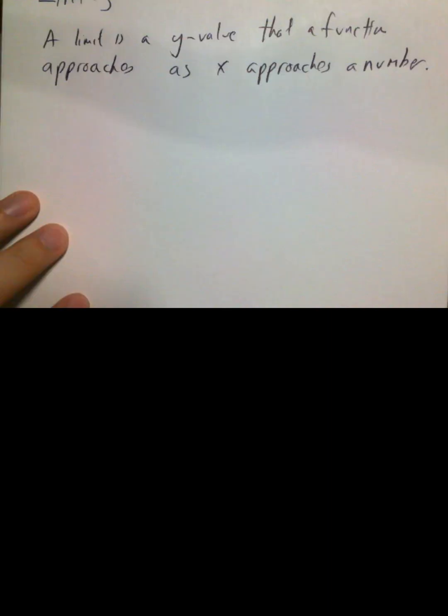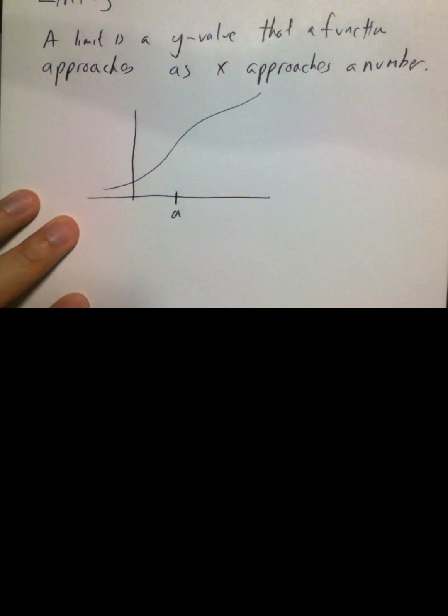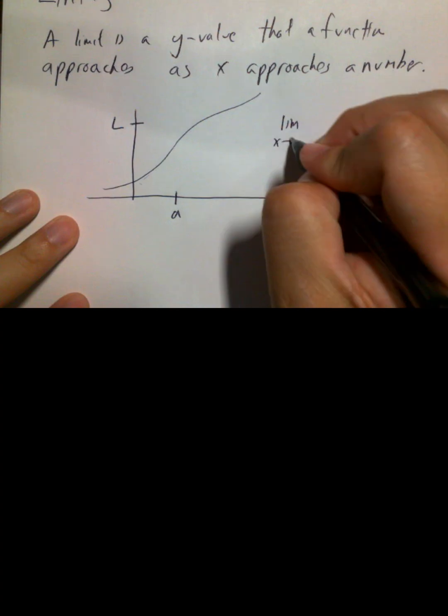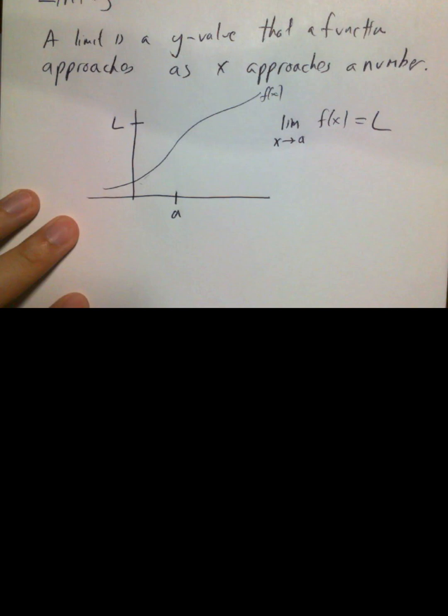If I want to talk about this graphically, if I have a function that looks like this, let's say this is some number a and this is some number L. What I would say is the limit as x approaches a of this function is L, because as I approach a, in this case from either side, it's approaching a y value of L.